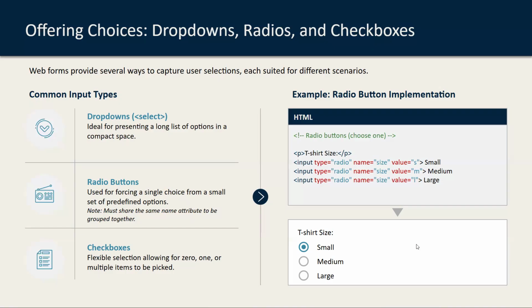checkboxes should be used. And one thing to note about radio buttons is that they all must share the same name attribute to be grouped together. That is why in the example that we see, selecting one t-shirt size would automatically deselect the other. The main reason behind that is that the name attribute is the same for all choices that you can see on the screen.